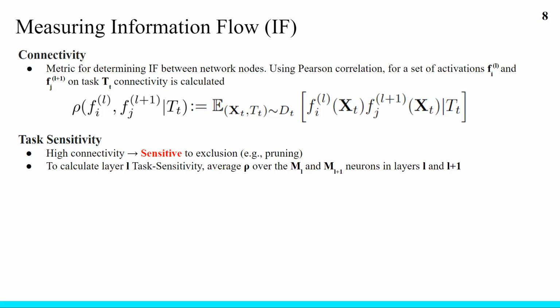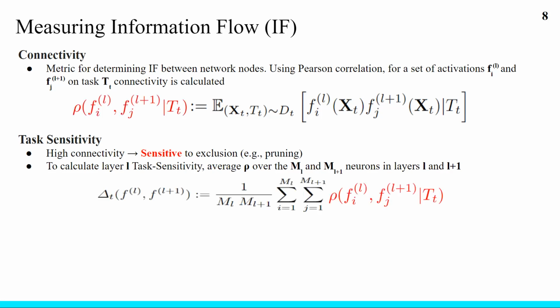To calculate this task sensitivity, I take the term of rho, which I defined above, and just average that over each pair of neurons between a pair of layers. So if we're looking for the task sensitivity of layer L, we would look for the connectivity of all neurons in layer L and layer L+1 and average over those to get the task sensitivity.